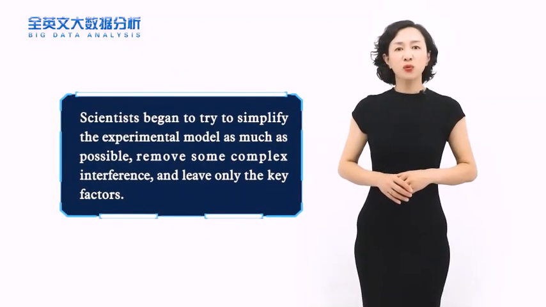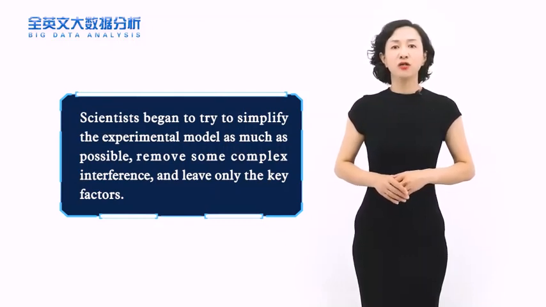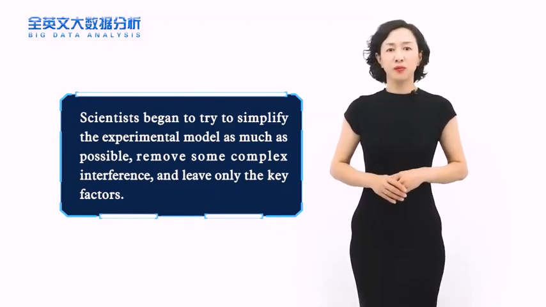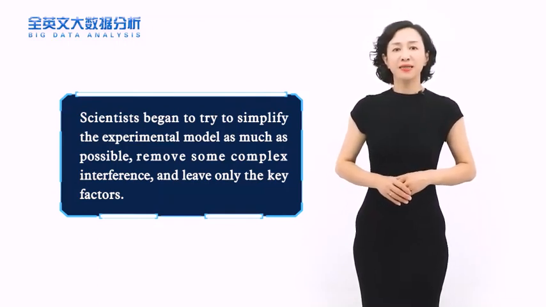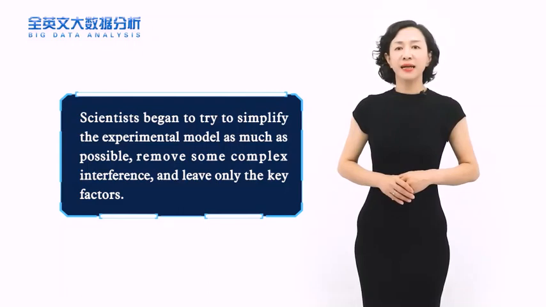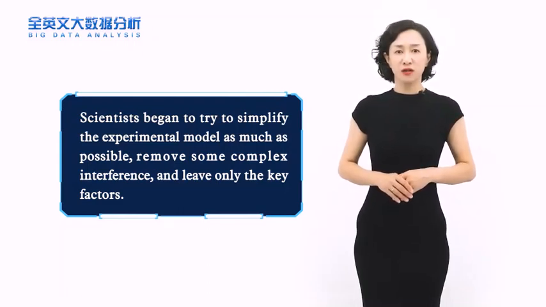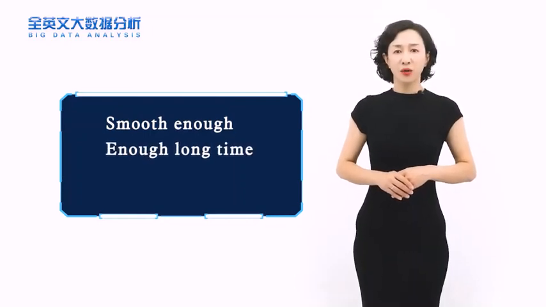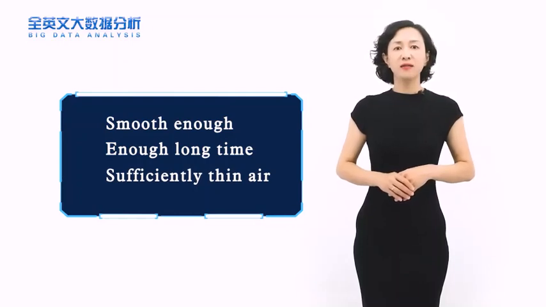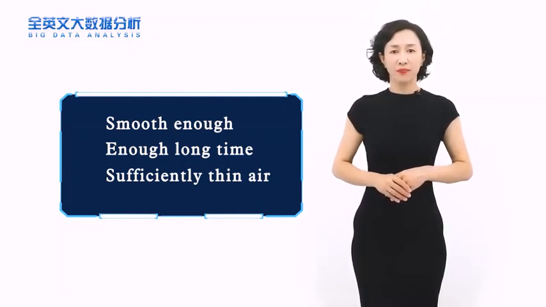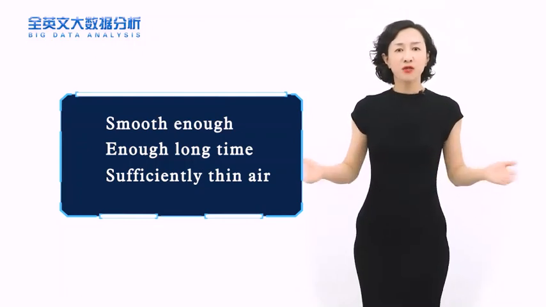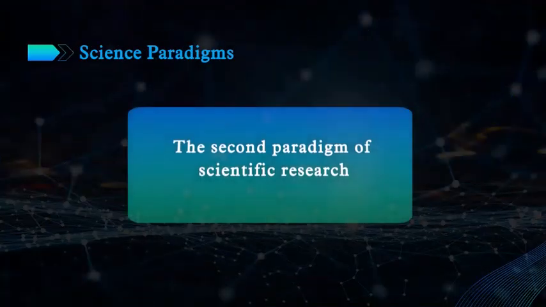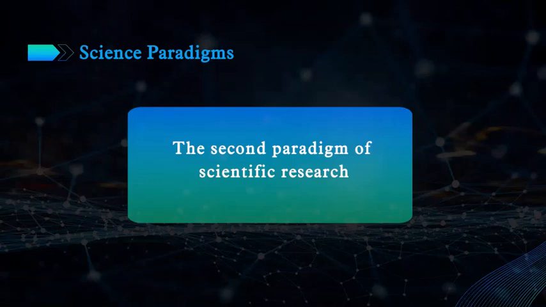It is difficult to reach a more accurate understanding of natural phenomena. Science began to try to simplify the experiment model as much as possible, remove some complex influences, and leave only the key factors. For example, smooth enough, long enough time, sufficiently thin air, and so on in our physics learning, which are idealized condition descriptions, and then sum up through calculus. This is the second paradigm of scientific research.